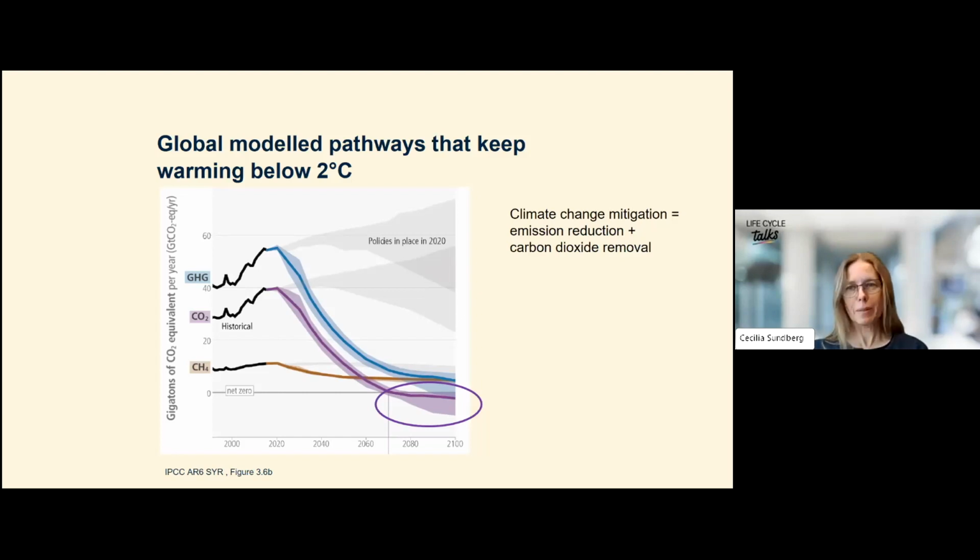And this means that we need to have some negative terms, some methods of actually removing carbon dioxide from the atmosphere. So for climate change mitigation, we need to reduce greenhouse gas emissions, but also remove carbon dioxide. So how can this be done? And why do we need a life cycle perspective here?